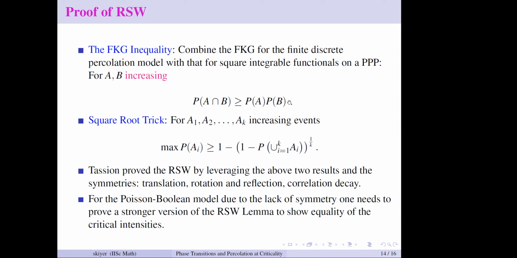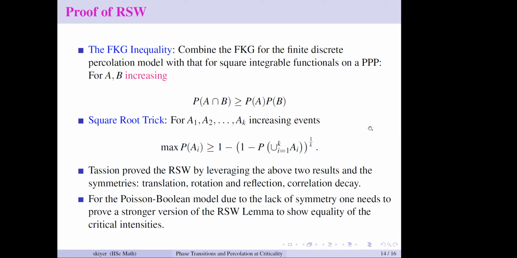Then using this FKG inequality, one can derive something called the square root trick, which says that if you have a bunch of increasing events A_i, then the probability of the maximum, or if they are all equal, the probability of each one of them would exceed this. So what it tells you is that if the probability of this union goes to 1, then so does the probability of the maximum. So if you have a crossing from left to right, and this probability goes to 1, then if you break that right hand side into 2 pieces, the probability of hitting one of those 2 will go to 1.